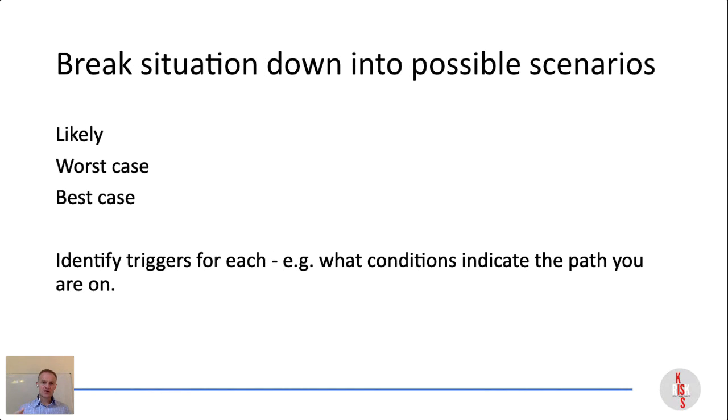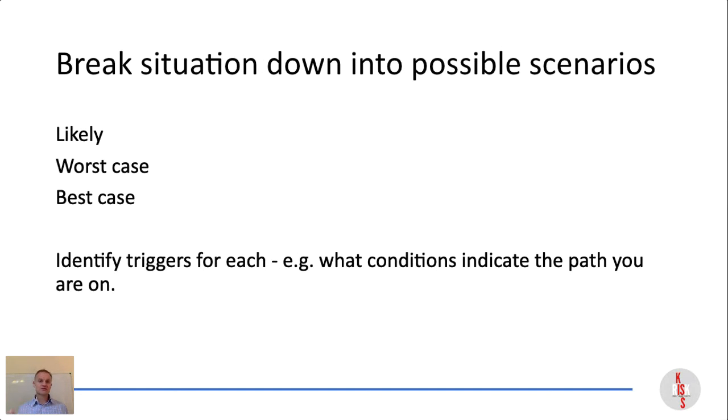So once we've done that, we're going to be able to break the situation down and get a few different scenarios. And we want these scenarios to be quite diverse. We don't want three scenarios that basically are all kind of the same. I've just used the words likely, worst case, and best case scenario here. You may use different terms for it. It might not necessarily be the best and worst case. You might just have three very different options that come up, and you want to figure out how to tackle them.